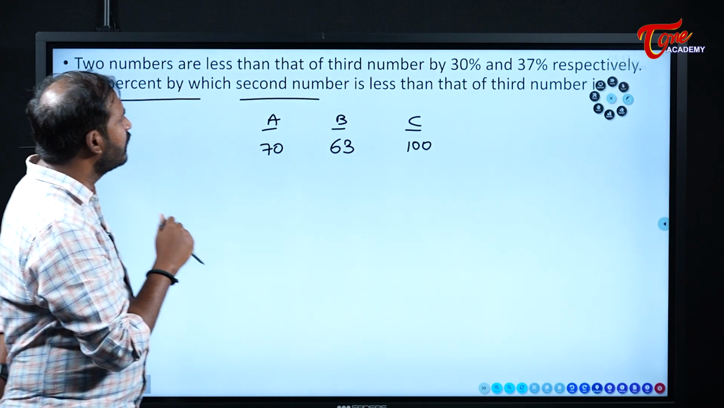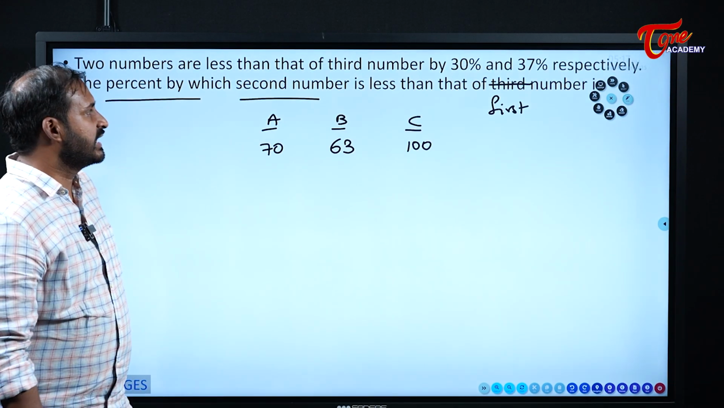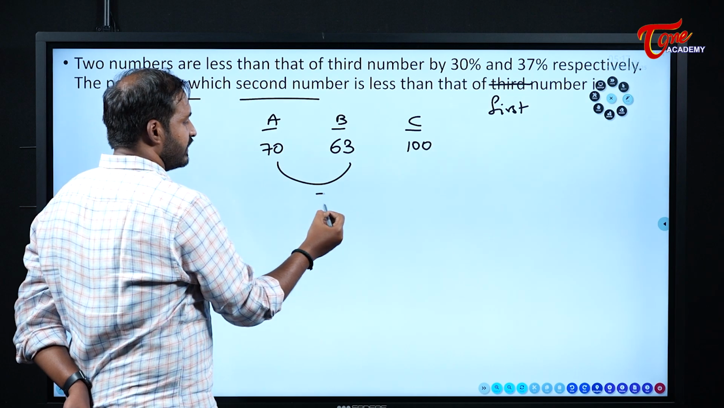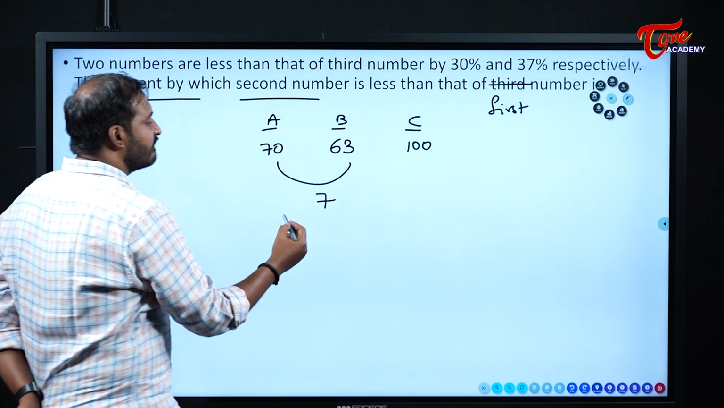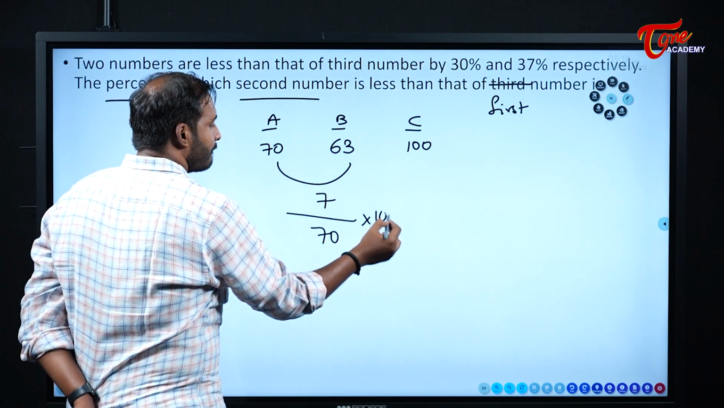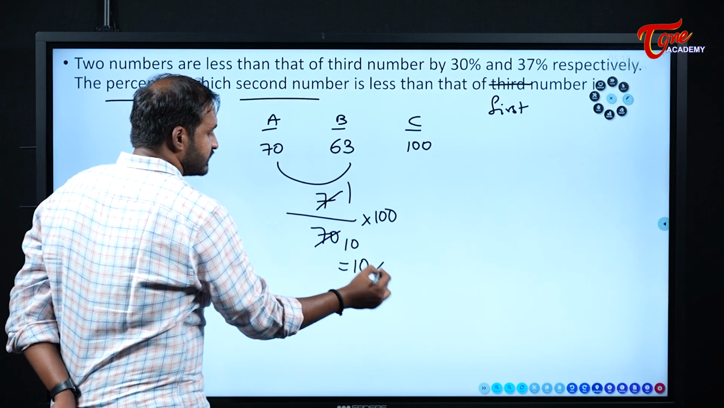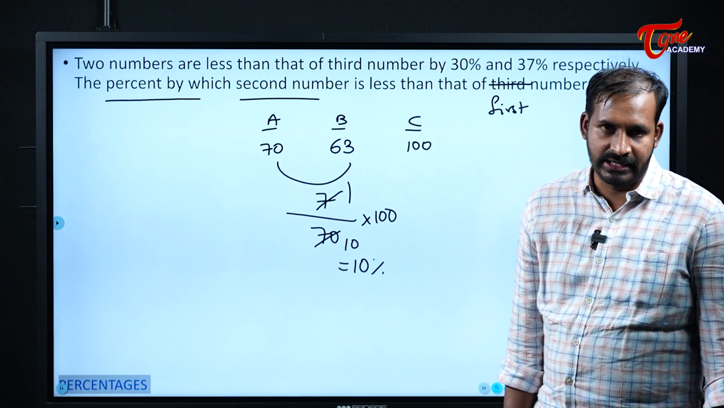The percent by which second number is less than the third number by. Already that was given, right? Sorry, this is first number. The second number is less than the first number by. What is the difference between these two numbers? 7. The difference between these two numbers is 7. So you can take 7 by first number, which is 70, into 100. So 7 ones, 7 tenths, which will be equal to 10%. So the second number is 10% less than my given third number.